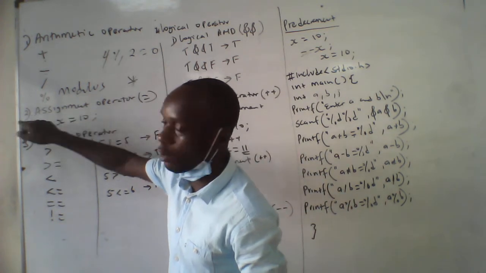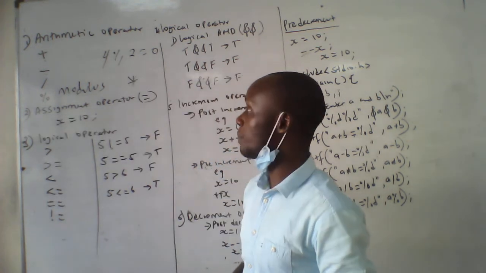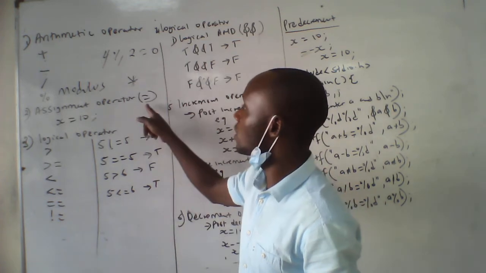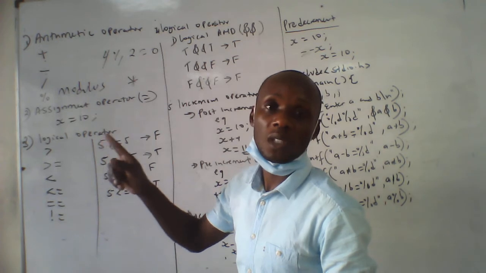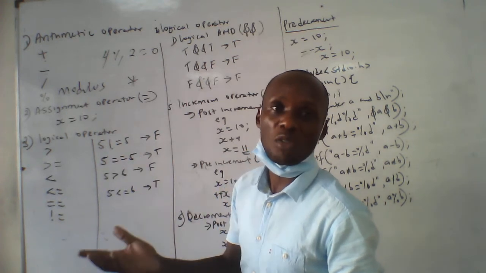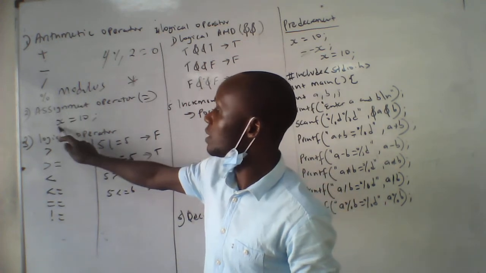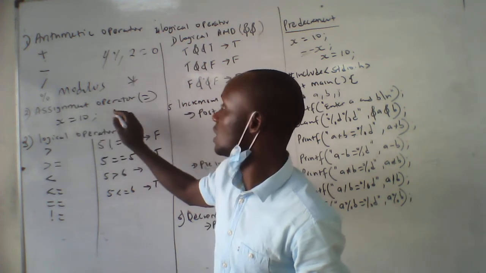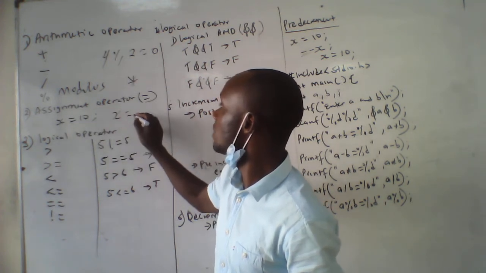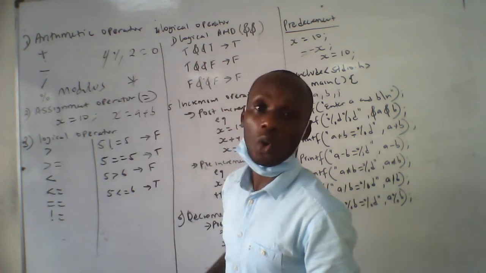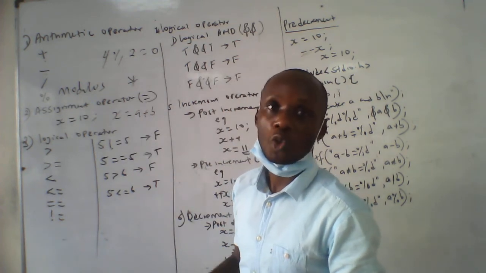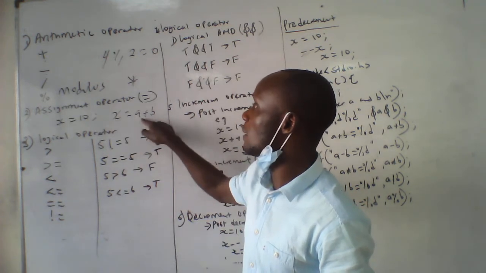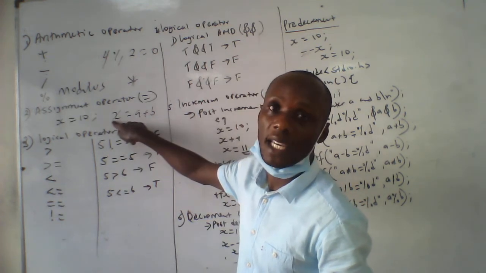The next class of operators is known as assignment operators. For assignment operators, we have only one symbol, the equal sign. This is used to give variables initial values. If a variable is x and I'm giving x the value 10, I say x equals 10. We can also initialize by assigning the value of an expression to a variable. I'm assigning the value of the expression a plus b to the variable named x.